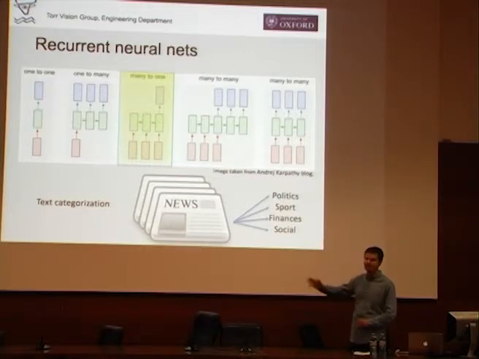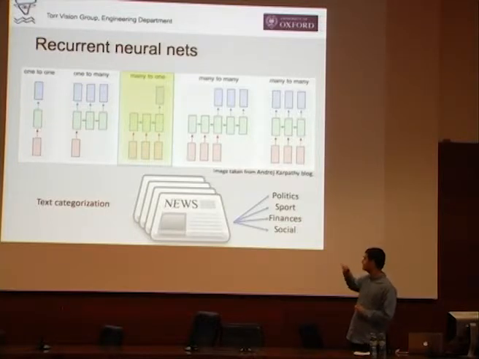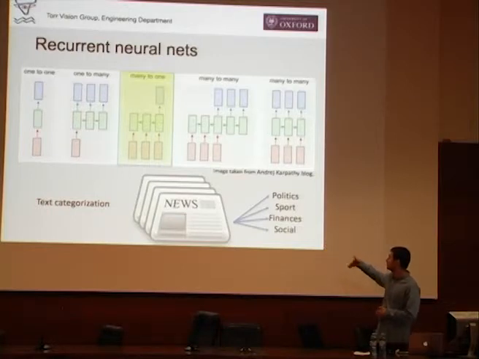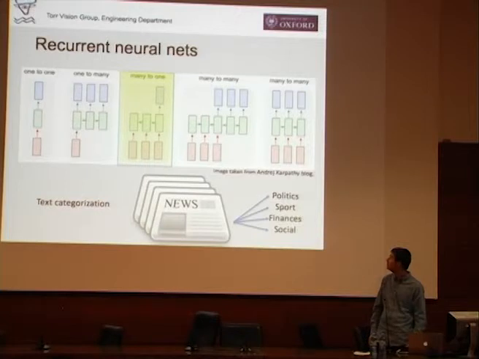Now, another case is the opposite, many-to-one. One example of this would be text categorization. Basically, here we have a set of news articles, for example, and then we want to classify them among a set of classes. So the input will be the words defining the news, and the output will be the class.